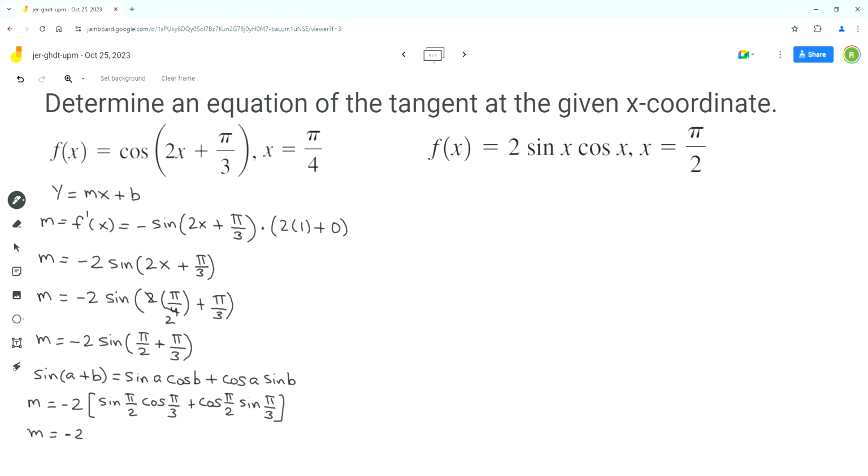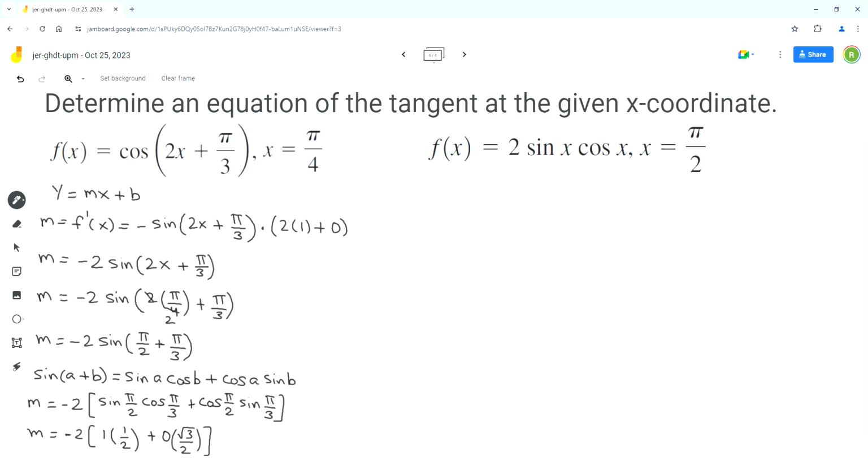We know sine pi over 2 is equal to 1 and cos of pi over 3 is equal to 1 over 2. Cos of pi over 2 is 0 and sine pi over 3 is square root of 3 over 2. Now we can simplify this expression. So 1 times half is just half, and then 0 times square root of 3 over 2 is 0.